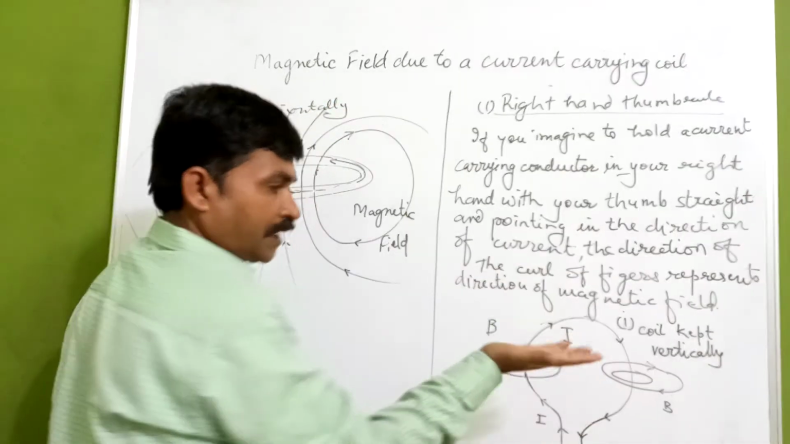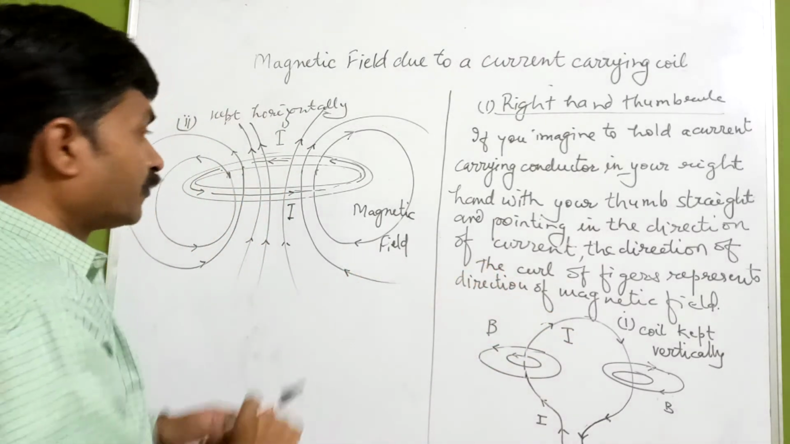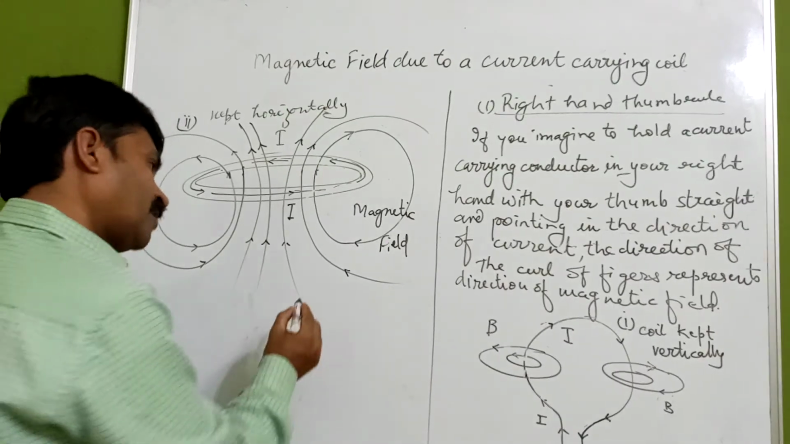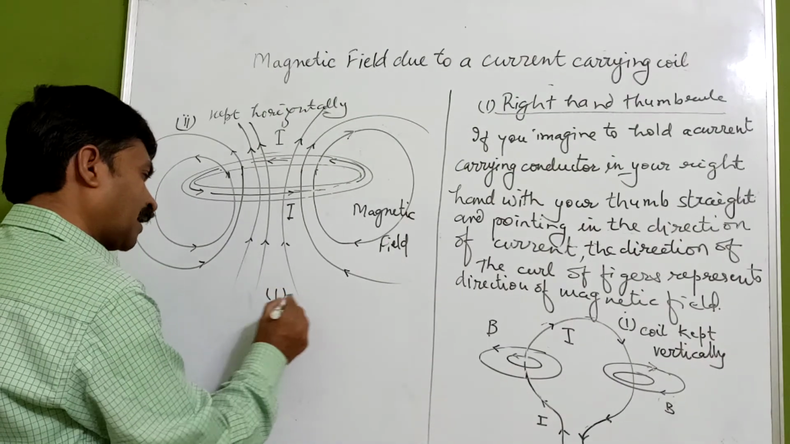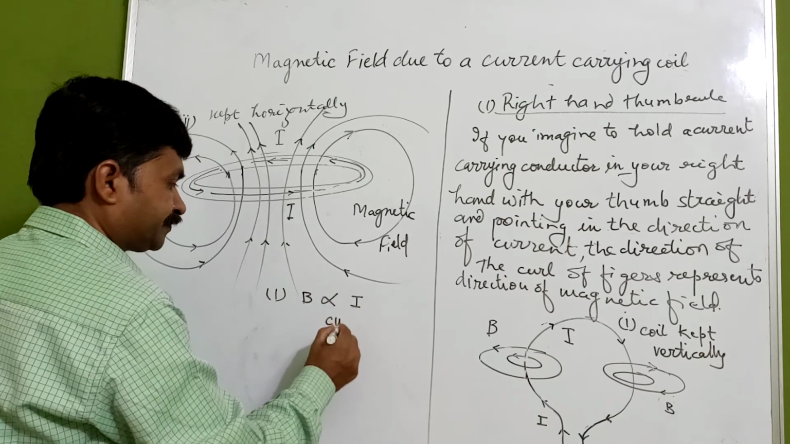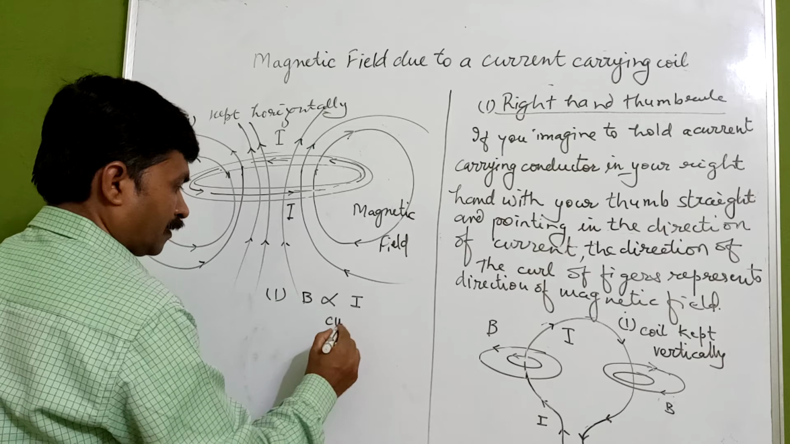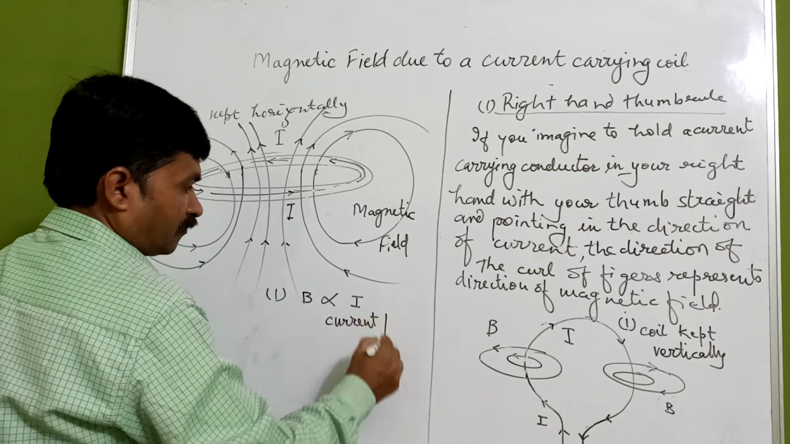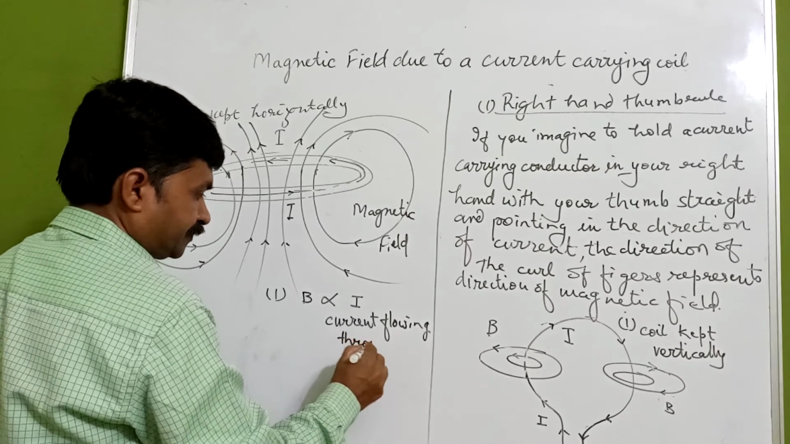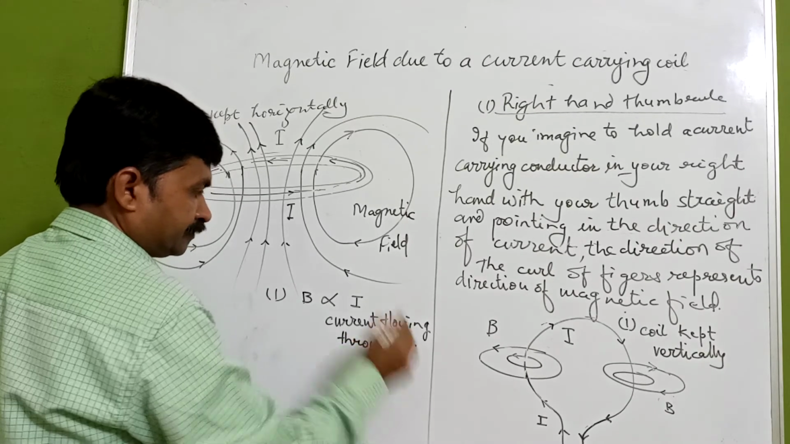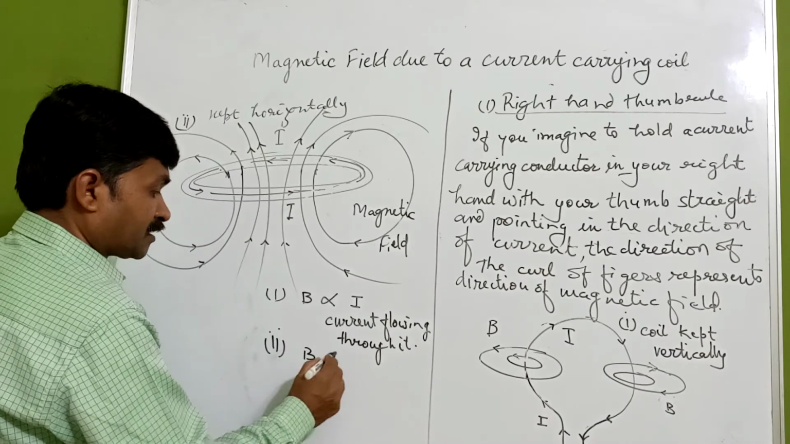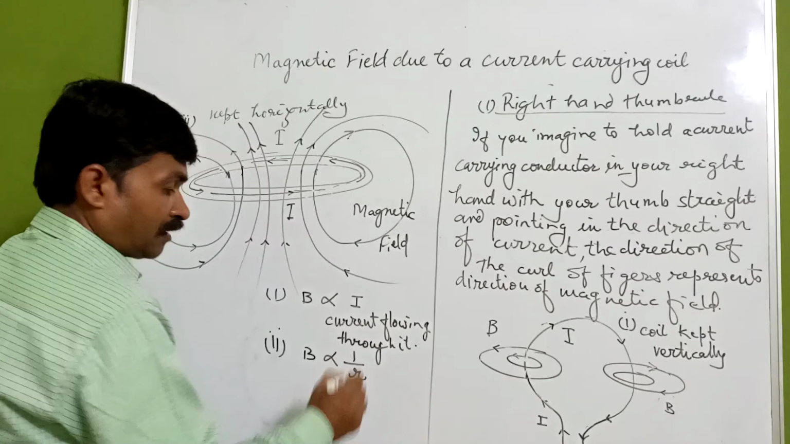It is like this, and here it is like this. Now we have got the direction of the magnetic field. Now what about the magnitude? We can directly say the magnitude is directly proportional to the current flowing through it. Second, the magnetic field is directly proportional to 1 upon r.